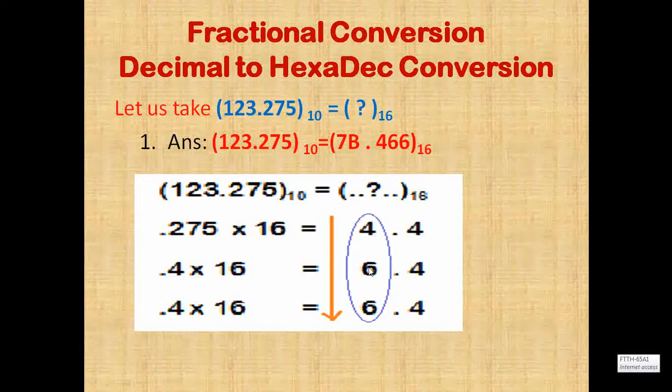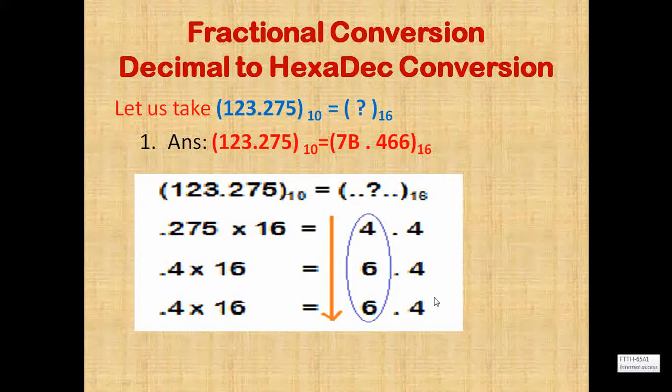So 0.4 into 16 is 6.4. 16 times 4 is 64, so 6.4. Again we will leave out the integer part and consider only the fractional part, and again we'll multiply that fractional part by 16, and we get again 6.4. So the integer part is 6 and the fractional part is 4. So we can again multiply this 0.4 by 16, and we have to repeat this till we get 0 in the fractional part.